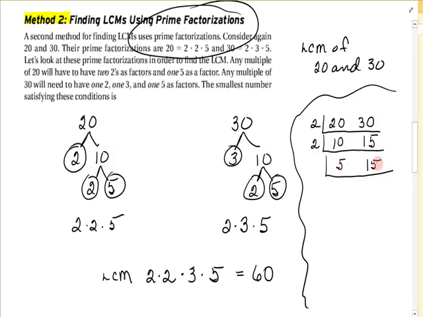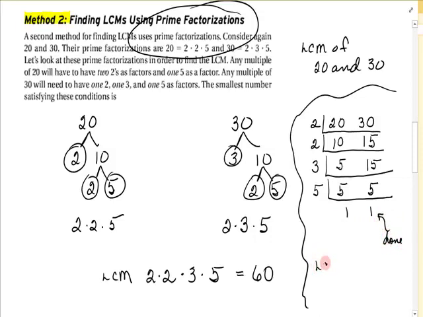Does 2 work anymore in either one? No. Does 3 go into either one? Yes. It doesn't go into 5, so bring the 5 down, but it goes into 15 5 times. 3 doesn't work anymore, but I think it's pretty obvious 5 does. And these numbers have to be primes. It goes in there once, and it goes in there once. When you get all ones down here, you're done.